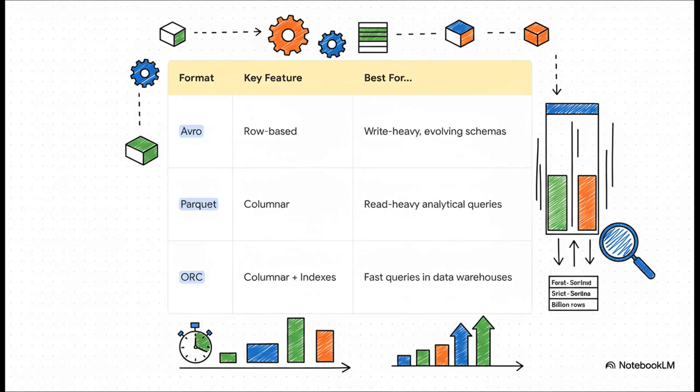Imagine your data is a huge book. A traditional format like Avro makes you read the entire book from page 1 to the end. But a columnar format? It's like having a perfect index. If you only care about 2 columns out of 100, you can go straight to that part of the index and read only what you need, which makes your queries unbelievably fast.